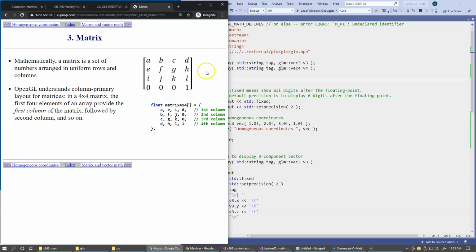So this would be an example of a textbook representation. But when it gets to specifying this matrix to give it to OpenGL, the storage has to be internally column primary.